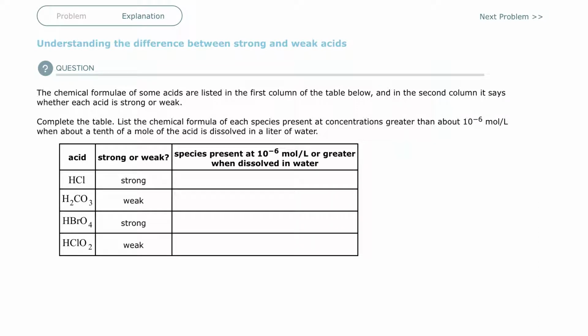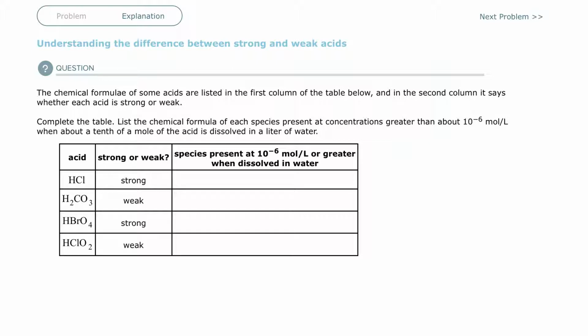Welcome back. This is an ALEKS training video on understanding the difference between strong and weak acids. Strong acids are not more corrosive or dangerous. Strong acids just completely break apart into ions when you put them in water.